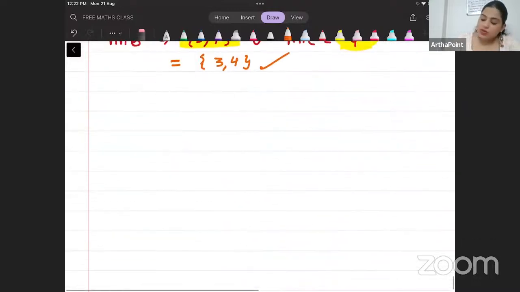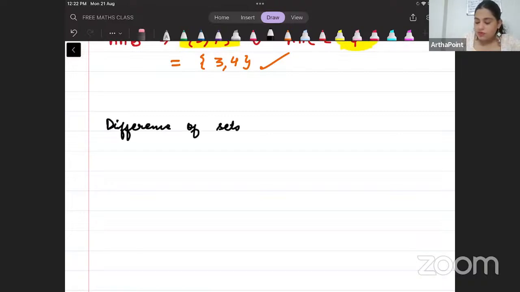Okay. Now let us go on to the next property, beta. So the next property that I have is this: difference of sets. That's the next property, difference of sets. Very important. Beta, this can come in multiple exams, especially in CUET. Difference of sets is something which is very, very important. So let us go ahead and see.